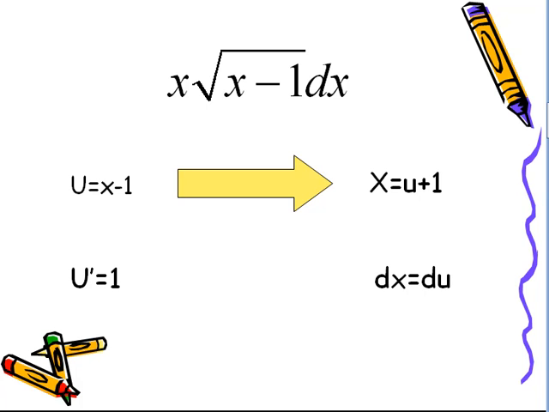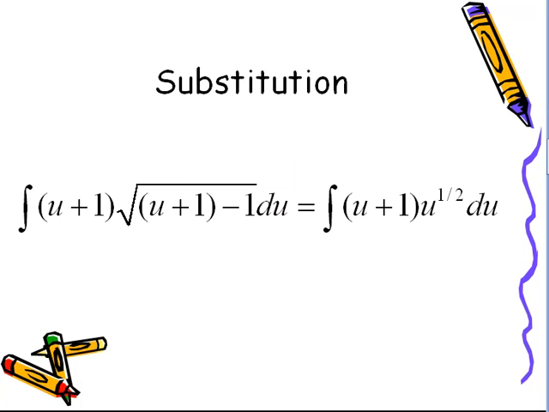Next we find x, which is u plus 1. Then we take the derivative of our x to get dx, which in this case is just du. Now we can substitute our u's in for our x's, plugging in a u plus 1 wherever there was an x in the original problem. This makes our problem now the integral of u plus 1 times u to the 1/2 du.